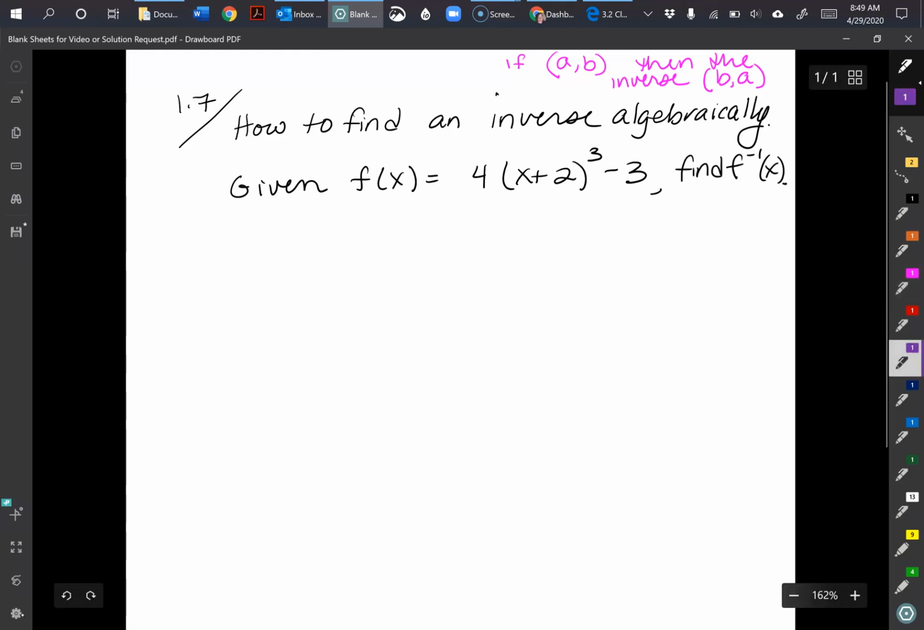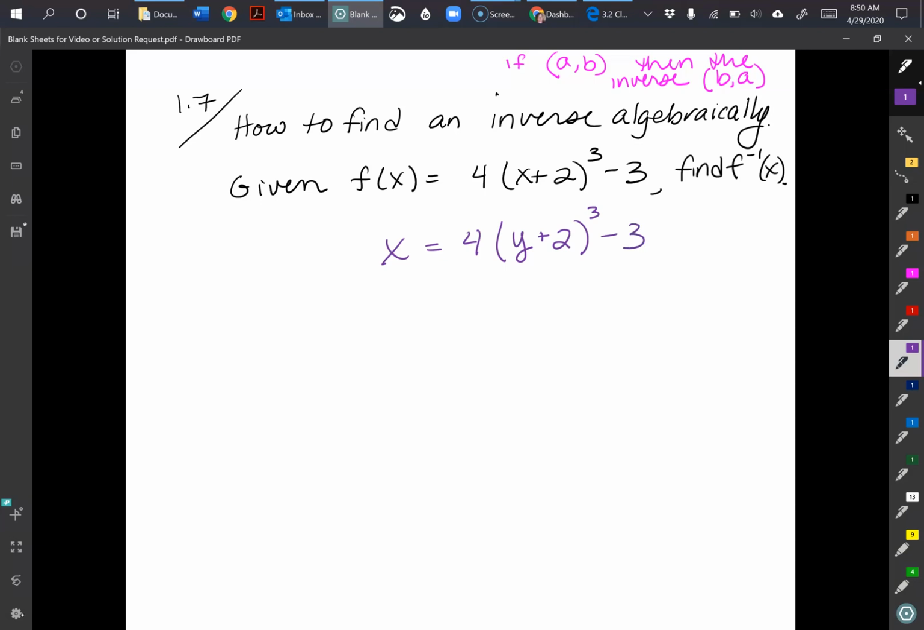So we have here, instead of f of x, I'm going to actually write that as x. And instead of x here, I'm going to actually put a y. Instead of writing f of x in there, it's just too cumbersome. I'll change it back later. So we have x equals 4 times quantity y plus 2 cubed minus 3. So I copy everything else the same, except I just swap the x and the y. Then from there, I need to now solve for y.